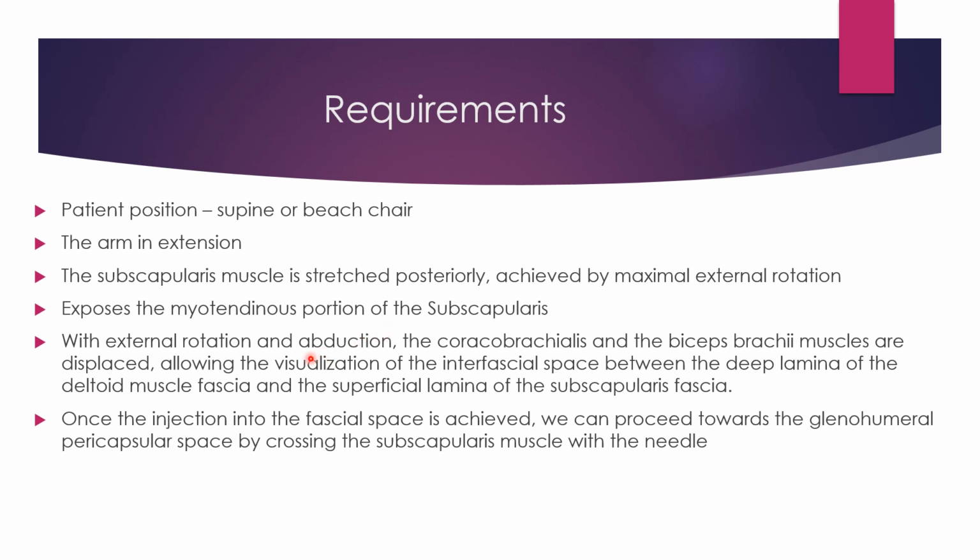With external rotation and abduction, you could see the coracobrachialis and the biceps brachii muscles are displaced, allowing the visualization of these fascial planes, that is between the deep lamina of the deltoid fascia and the superficial lamina of the subscapularis. Once the injection into this fascial space is achieved, we can proceed towards the glenohumeral pericapsular space by crossing the subscapularis muscle with the needle.